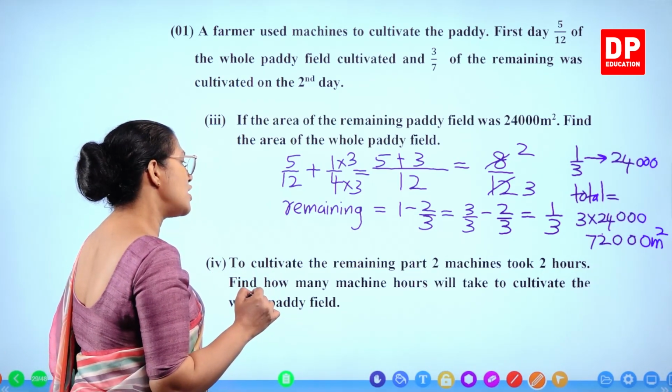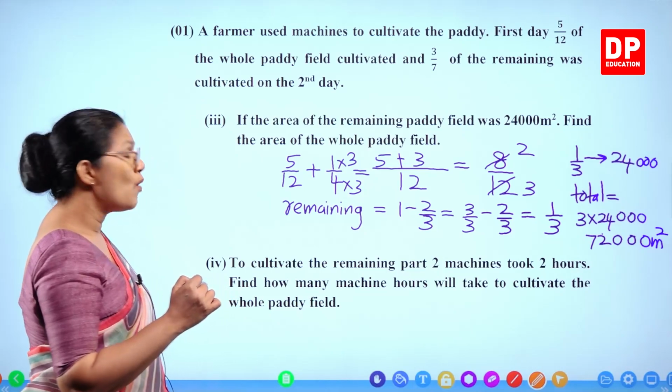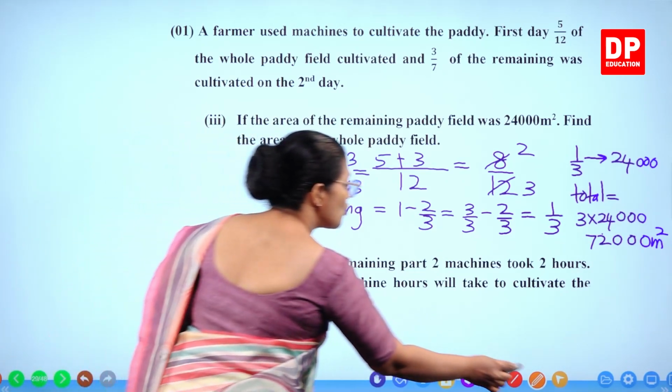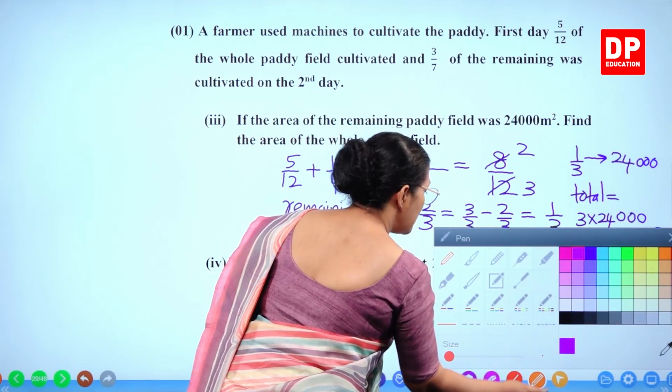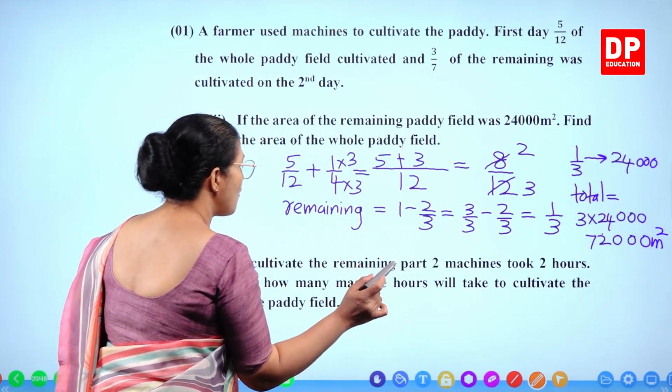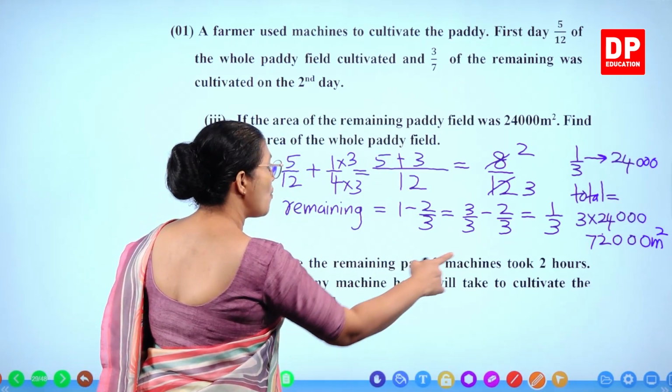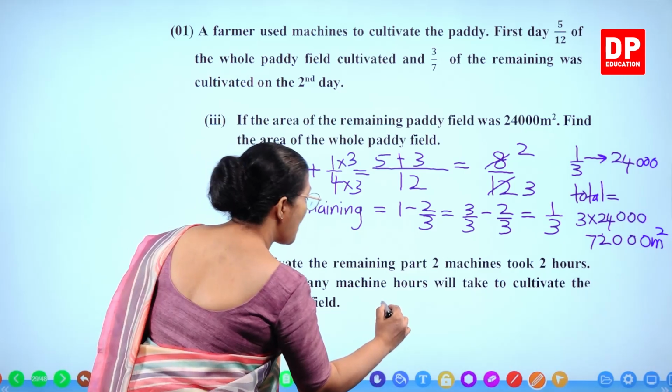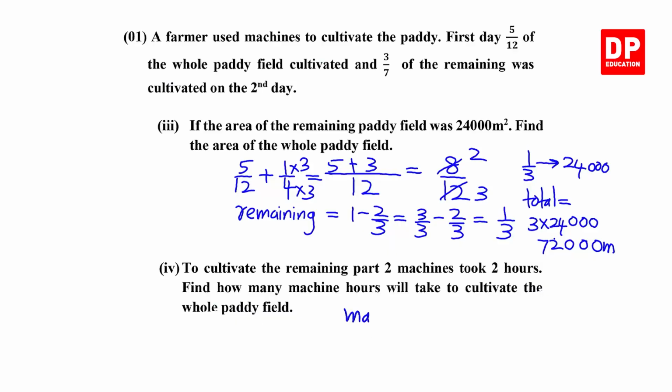Then it says to cultivate the remaining part, 2 machines took 2 hours. Find how many machine hours will be taken to cultivate the whole paddy field. So 2 machines, it takes 2 hours. So how many machine hours are there altogether? Machine hours, 2 times 2, to cultivate the remaining part.